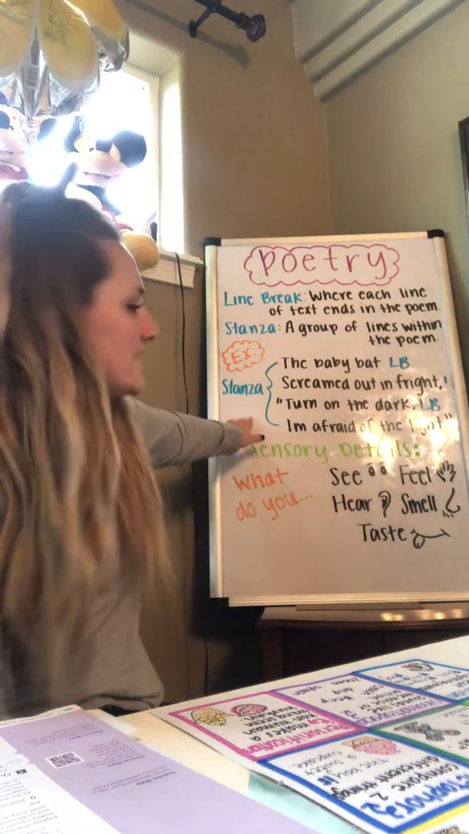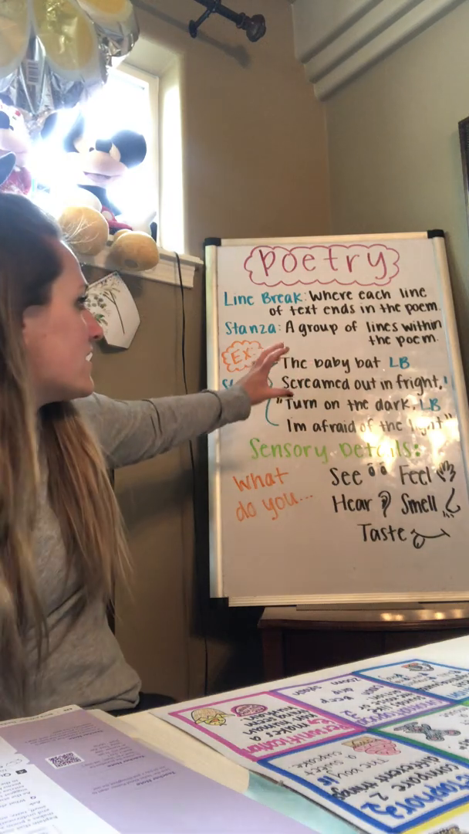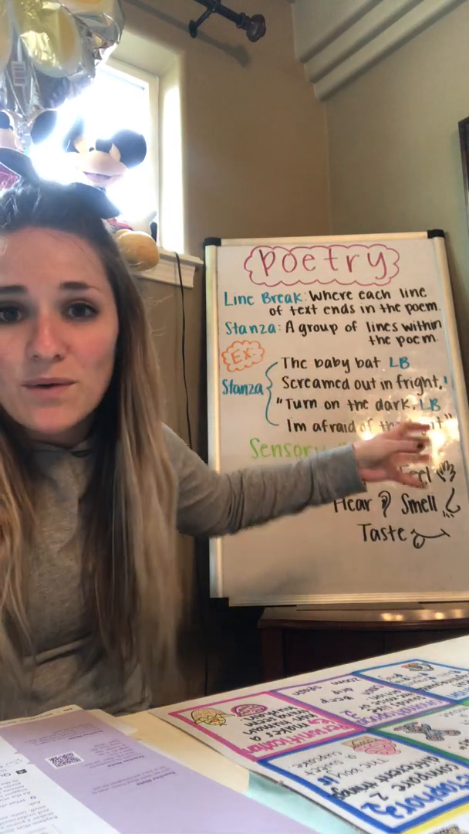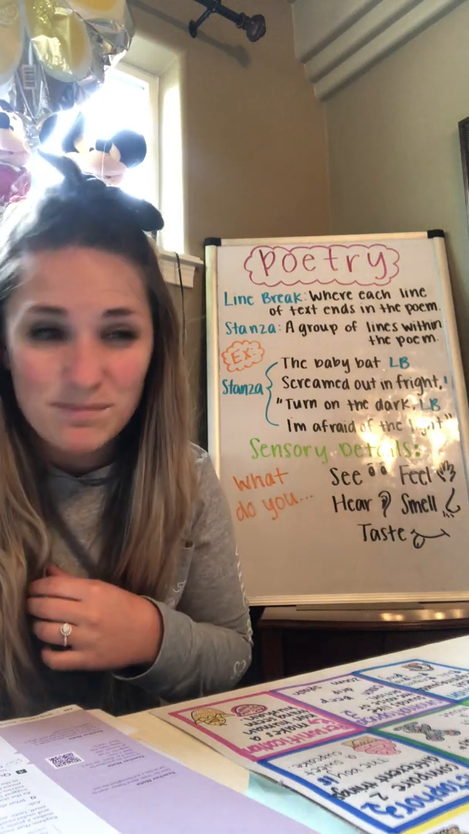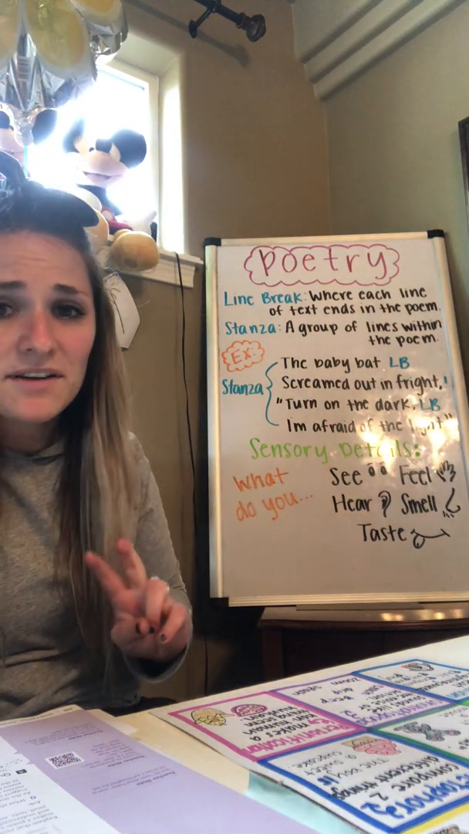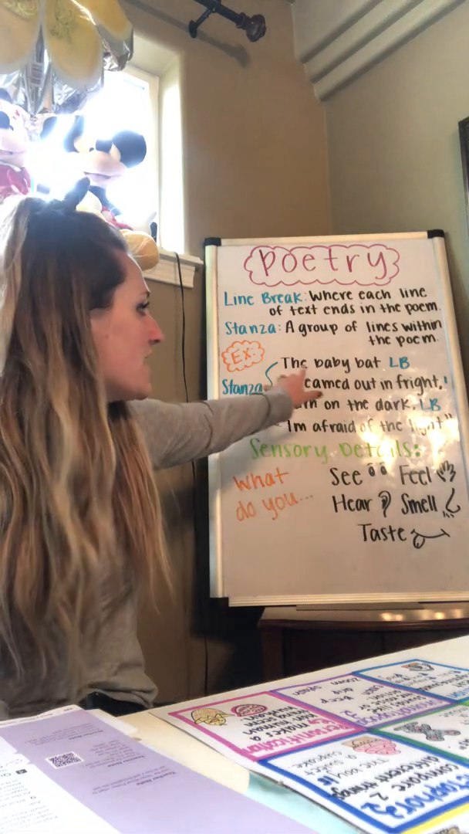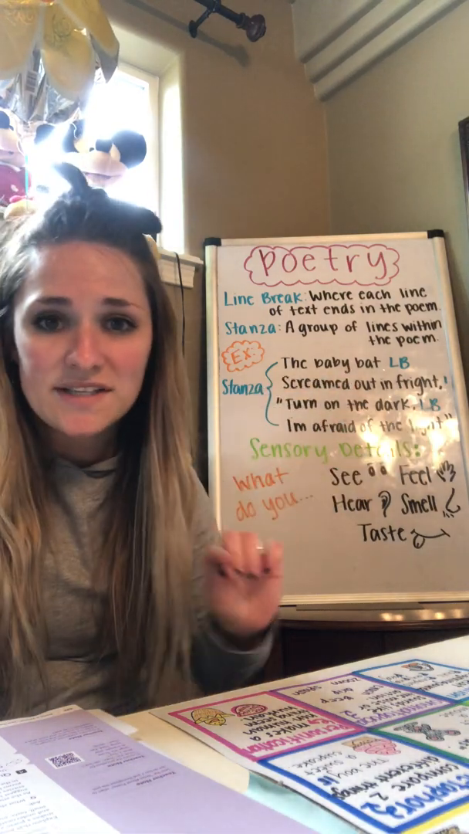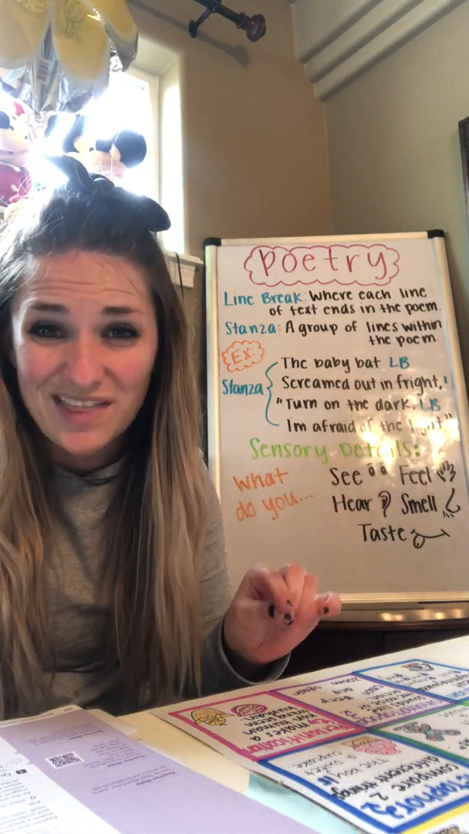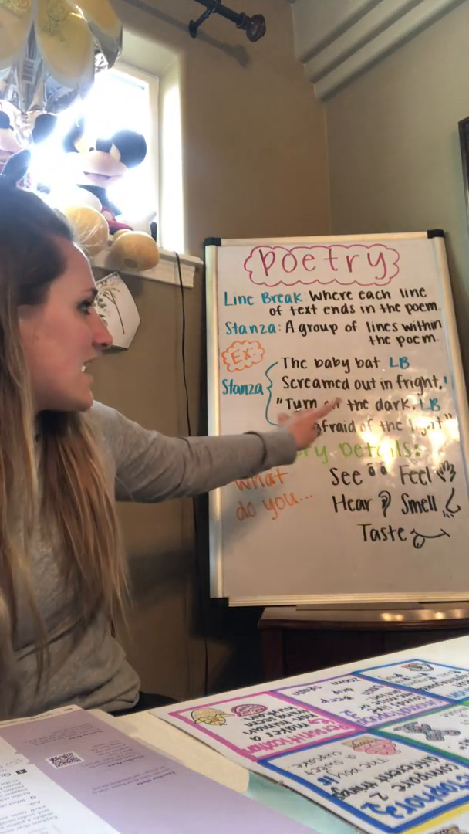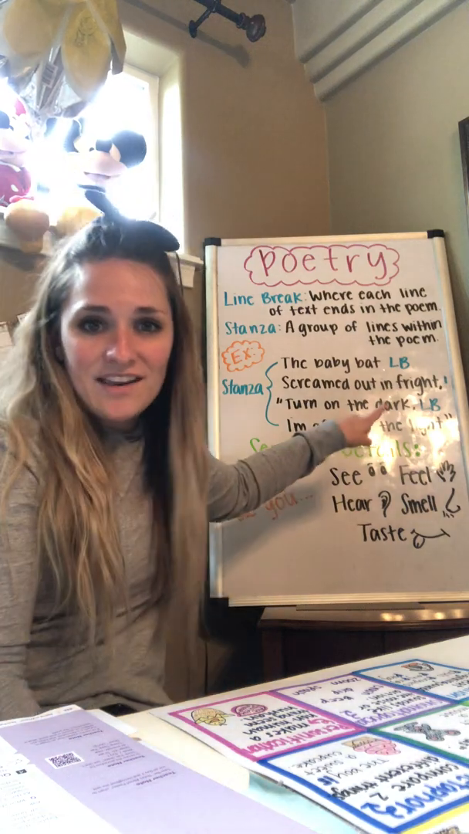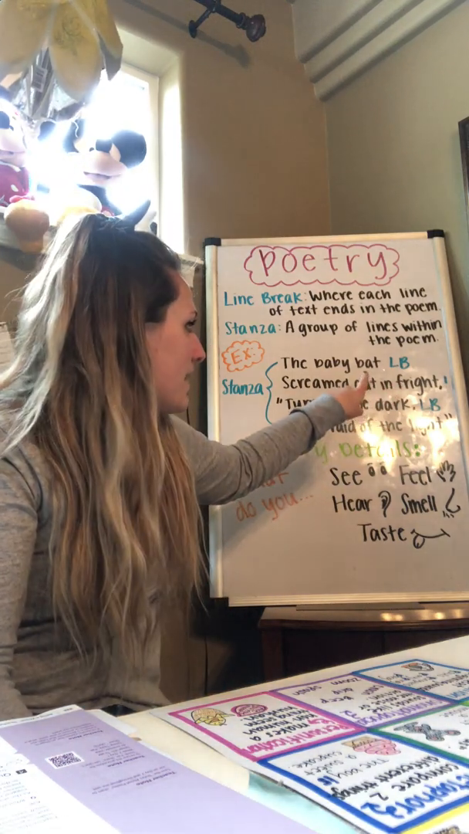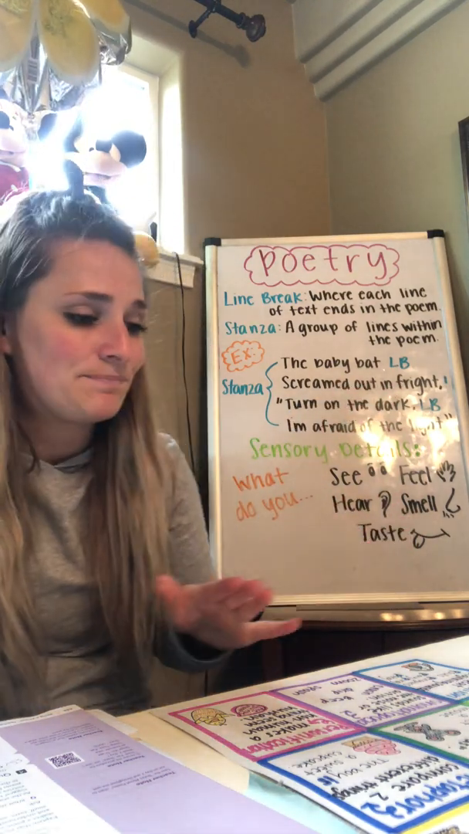However, the stanza is going to be this whole small group of lines within the poem. A lot of poems will have separate sections that look like paragraphs, but we call those stanzas in poems. The second part I want you to pay attention to are the line breaks. Each line, you notice, is not a full complete sentence on one line. A line break is where each line of text ends in the poem. So at the end of the first line here, "the baby bat," that would be a line break right there.